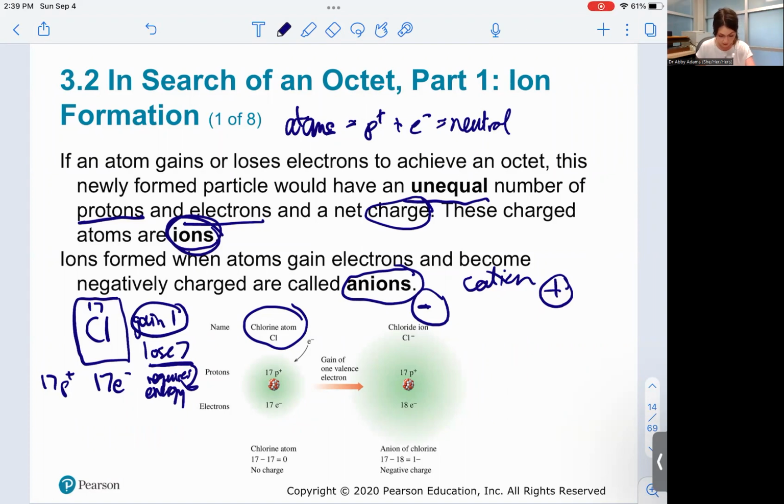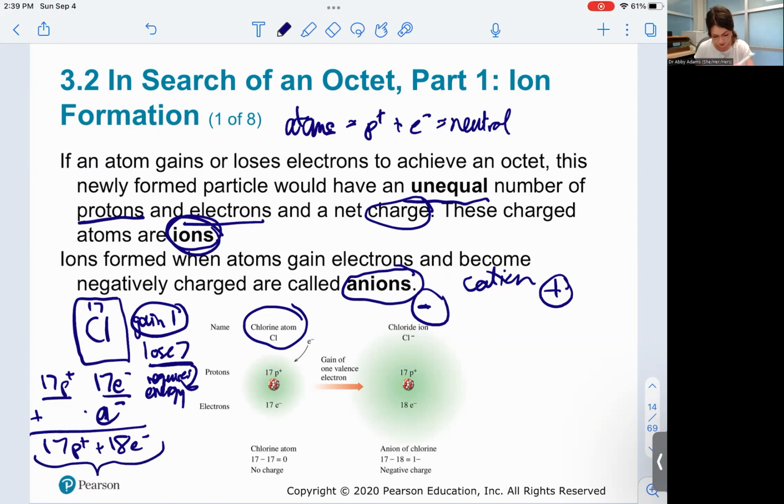All right, so you have your 17 protons and your 17 electrons, and you're going to gain an electron. You're going to try to satiate those energy levels. So you gain an electron, and you're going to have 17 protons and 18 electrons. So that's what these ions are. The proton number is not going to change. The electron number is going to change, right? They're going to be these atoms with different numbers of electrons, all right?